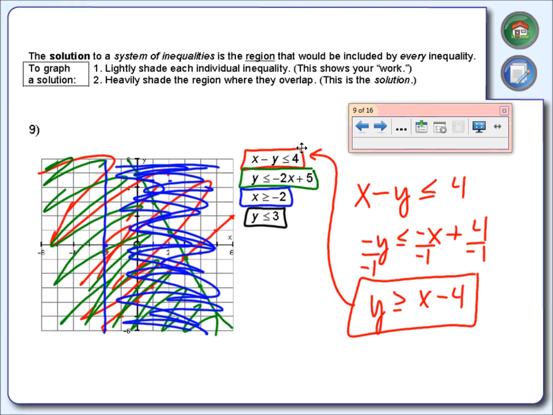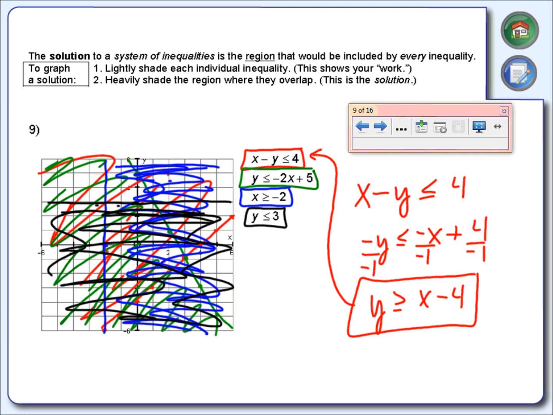And the last one we got to graph here is y is less than or equal to 3. Okay, this time it's a horizontal line. There you go. Now we got this big ugly mess. All right, now we got one last thing to do.